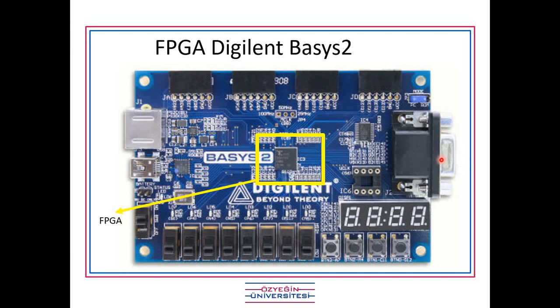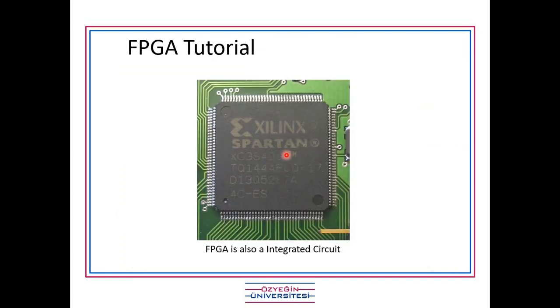VGA, which is connected to a monitor, and we have USBs here. We have an Ethernet cable that we can put. We have pins here. So these are what we had, but this is the one that is called the FPGA. This is the board and this is the FPGA. So this is the FPGA. When you look a little closer, this is how it is called.